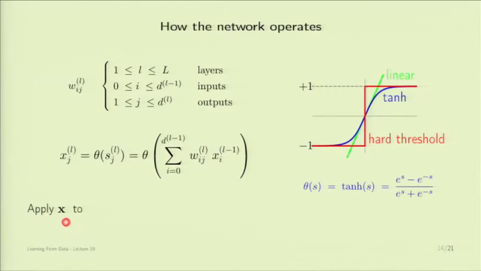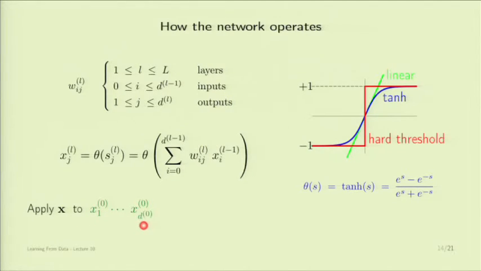You start this by applying your actual input to the input variables of the network. The input variables happen to be in layer 0, and they are called x1 up to x_d0 by definition. Therefore, d sub 0 is the same as the dimensionality of your input. So x is x1 up to xd, and this matches that, so that is how you construct the network.